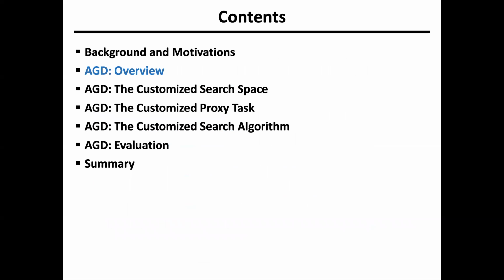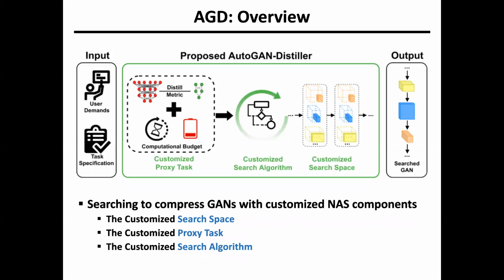Next, I will give a high-level overview of our AGD framework. As shown in the figure, given the task and the user demands for the target efficiency and performance, our AGD framework will automatically search the optimal GAN structure, balancing the performance and efficiency based on the three customized NAS components listed here. Next, I will give a detailed introduction for each component.